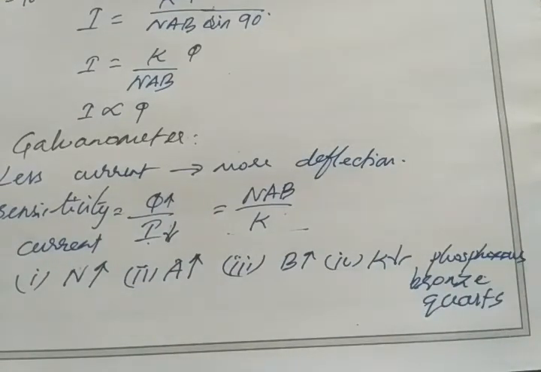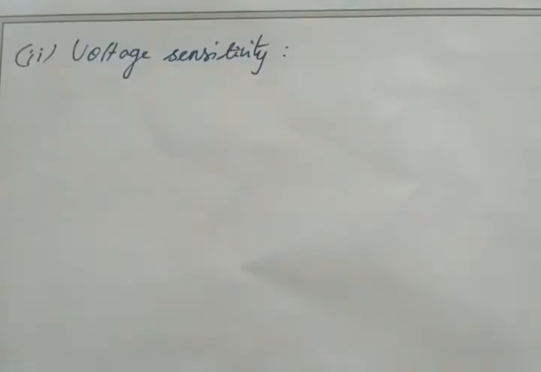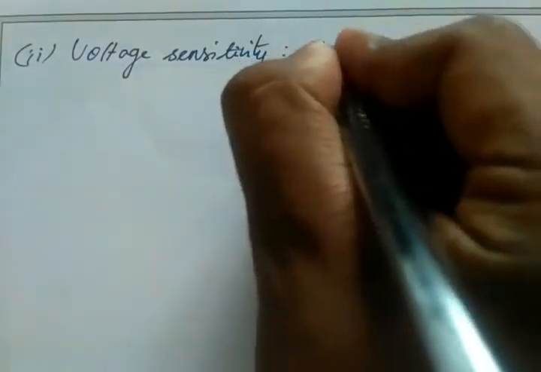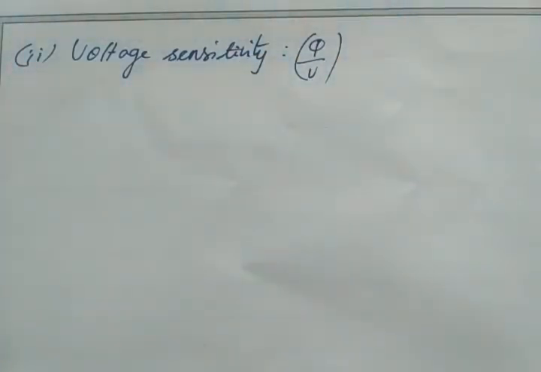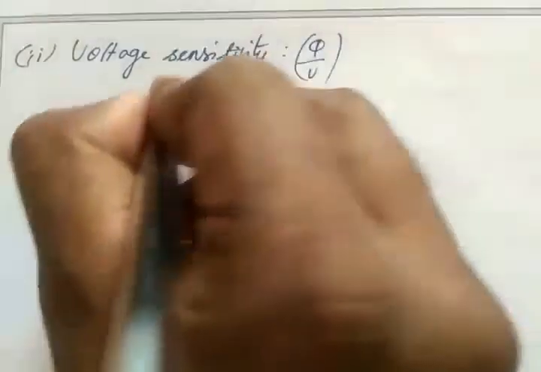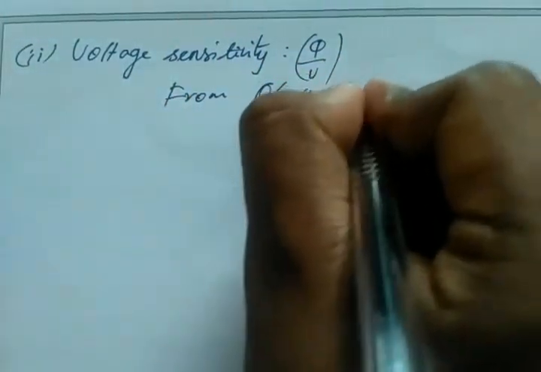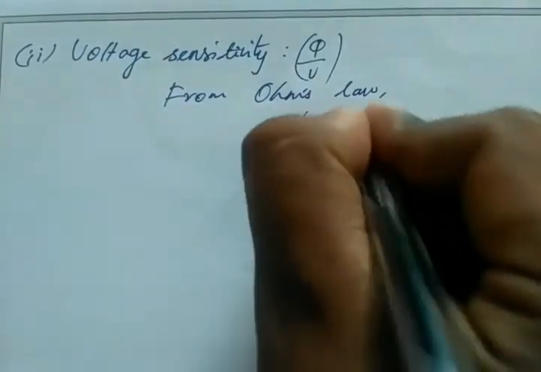The next one is voltage sensitivity. Voltage sensitivity is, for a given voltage, how much deflection is produced in the coil. That is voltage sensitivity. So from Ohm's law, V equal to IR.